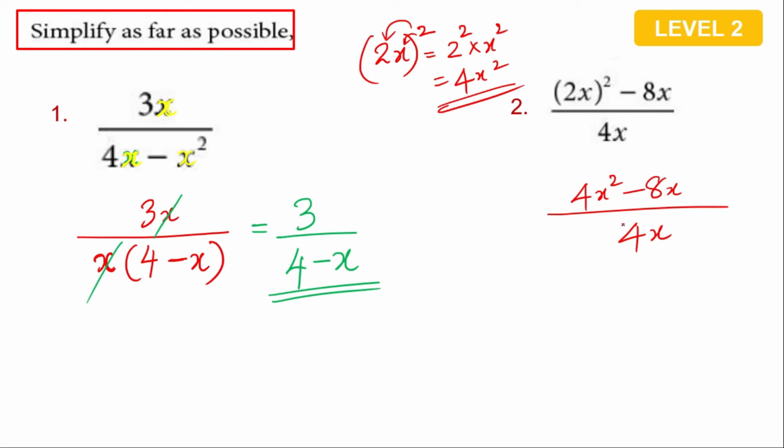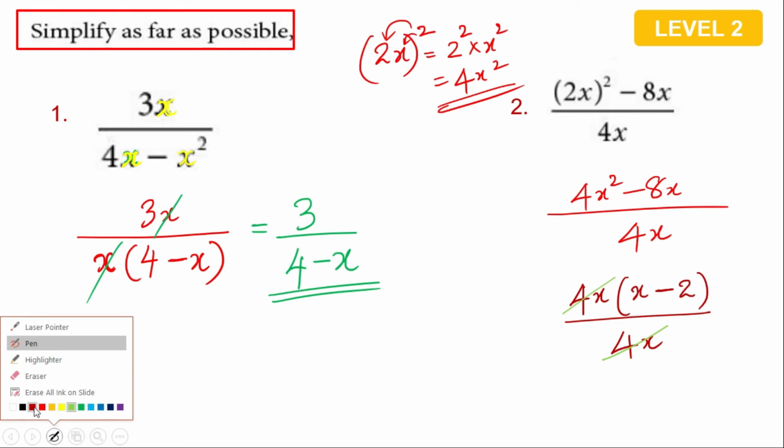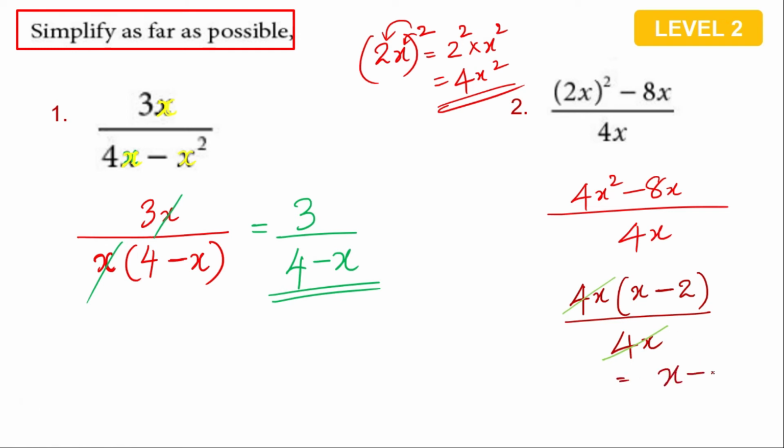Now factorize the numerator. You can see 4x is the common factor. What remains is x minus 2, so 4x is the common factor taken out. You can just check: 4x times 2 gives you 8x over 4x. Cancelling the terms 4x from the numerator and the denominator, what is left is x minus 2, which is your answer. Try to solve the next question. You can just pause the video and I'll be sharing the answers.